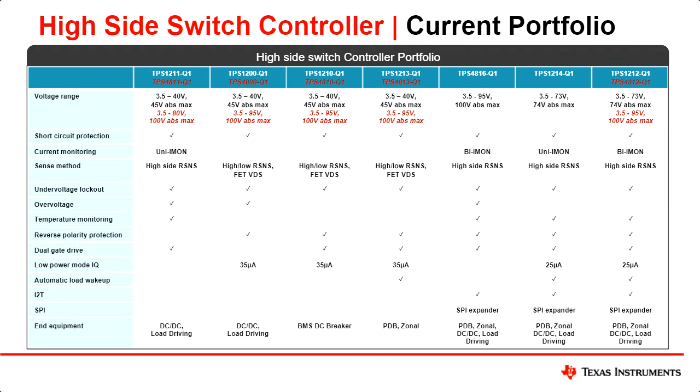Some other key features to mention here are the industry-leading low IQ, which is a constant requirement across switches, and the current sense method. There's a lot of variation in how we can monitor current, depending on whether the customer already has a current amplifier, or they want to monitor the FET VDS. So there's a lot of flexibility in current monitoring. This is a snapshot of our current portfolio.